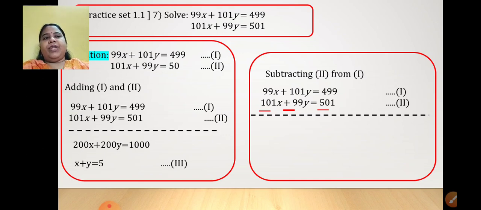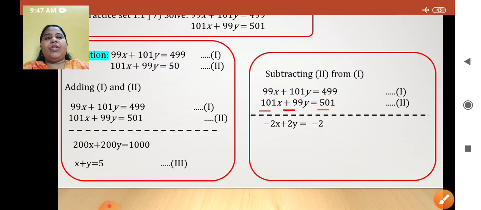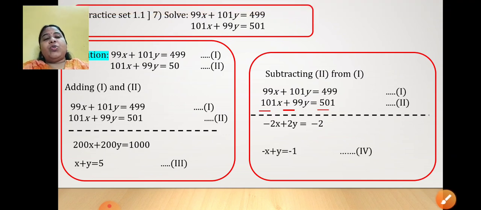And now when we subtract, we get minus 2x. 101 minus 99 is 2, but since 101 is a greater number with a minus sign, minus will come here. This is having a plus sign, so plus, and here also 501 is a greater number with a minus sign, that is the reason for minus 2. After this, 2 is common throughout, so I can cancel that. What will be left? Minus x plus y is equal to minus 1. That is nothing but my equation number 4. I hope these two equations are clear. It is the same as what we have done in the previous slide. Now addition is over, subtraction is over.